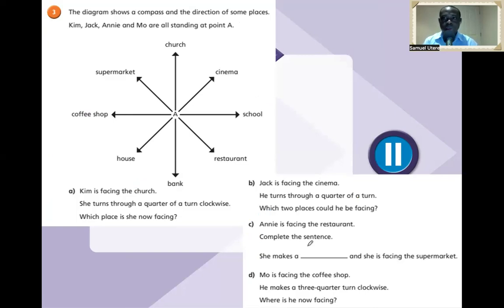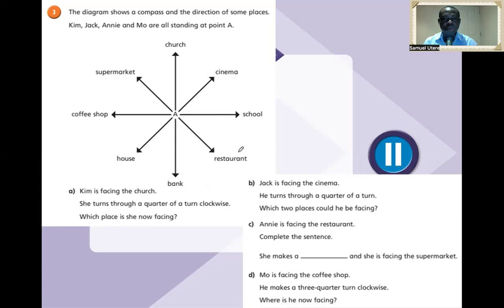Assuming you've paused the video and you've answered question 3, here are the answers. Let's discuss them. So here you were asked, the diagram shows a compass and the direction of some places. Kim, Jack, Annie, and Mo are all standing at point A, which is here. Kim is facing the church. That's Kim right there. She turns through a quarter of a turn clockwise. Which place is she now facing? So you're going to have to do some thinking to answer this question. So pause the video and answer it in 3 minutes.